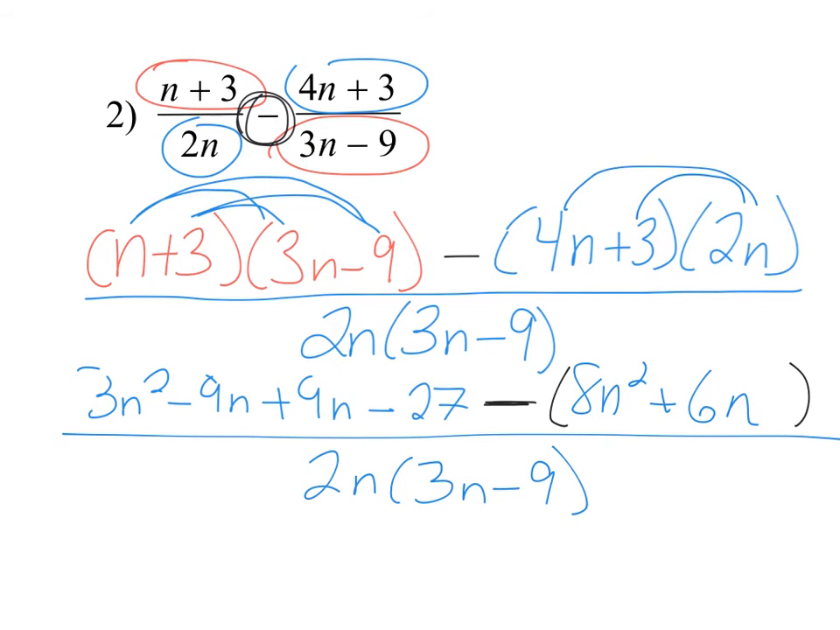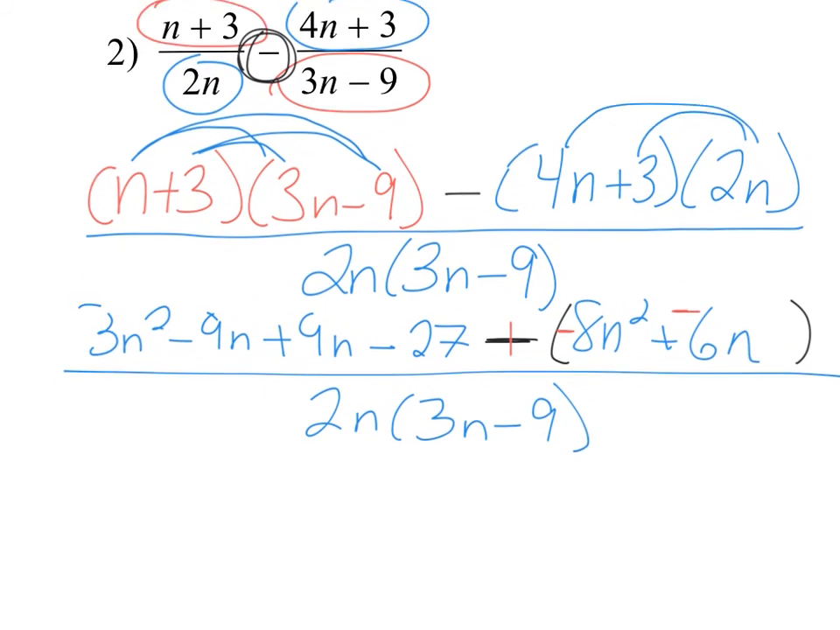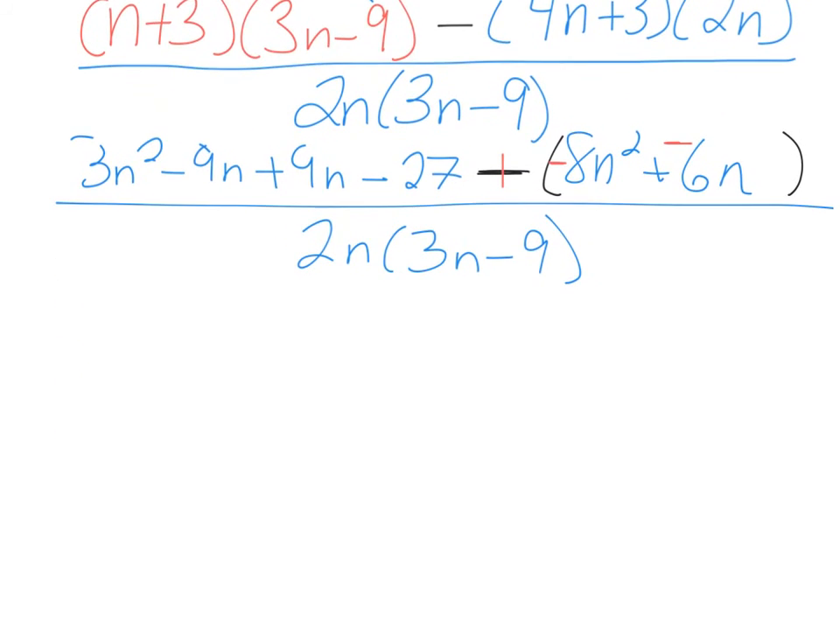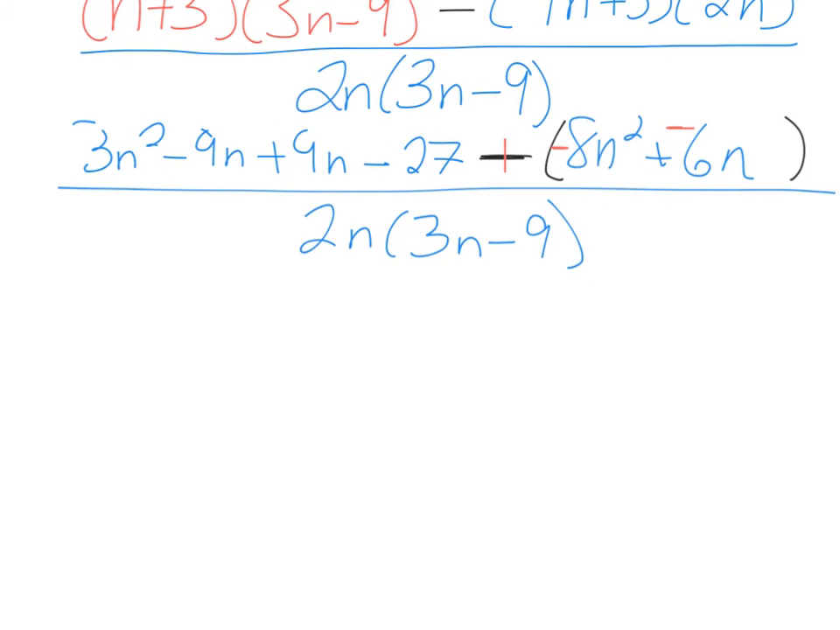And then we have to go through and make sure we distribute this negative. So this first thing becomes negative and the second thing becomes negative. Then we can combine our like terms together after we distribute that negative. So I know that I've got 3n squared and a negative 8n squared. So I'm going to have a negative 5n squared. Make sure you're writing everything in standard form, highest exponent to lowest exponent.